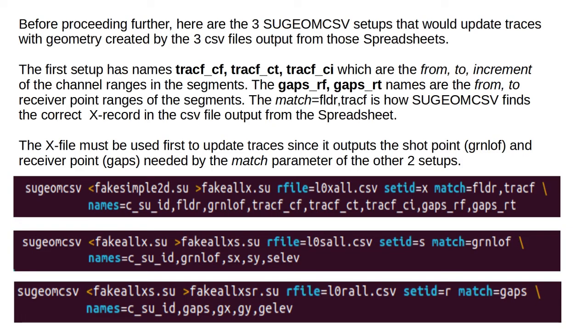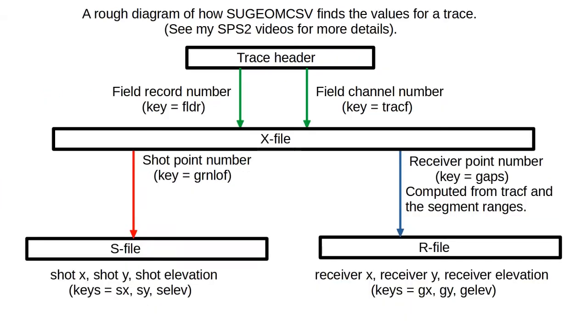Once all 3 spreadsheet tables fully describe the acquisition, updating the trace headers with geometry is straightforward. First, output CSV files from the 3 spreadsheets. The setup parameters for SUGEOMCSV to update trace headers from those CSV files are shown here. Note that the setup for the CSV file containing the X records must be used first. This diagram indicates how SUGEOMCSV updates values to trace headers.